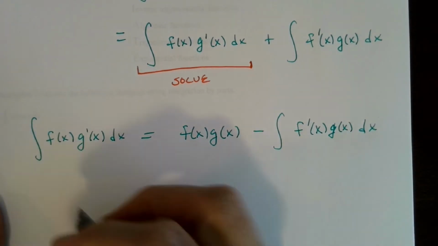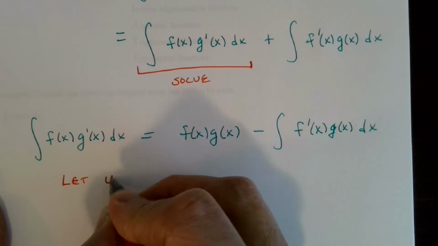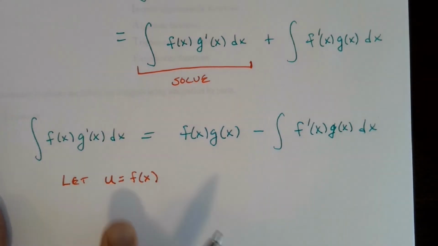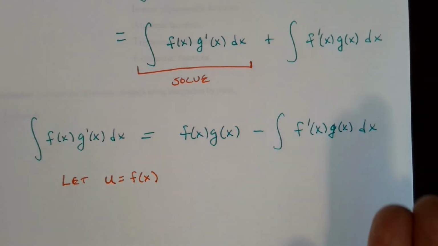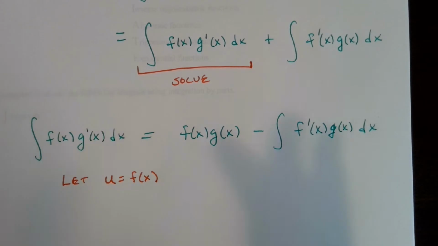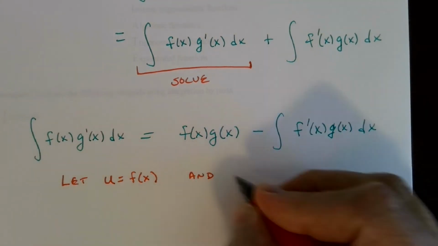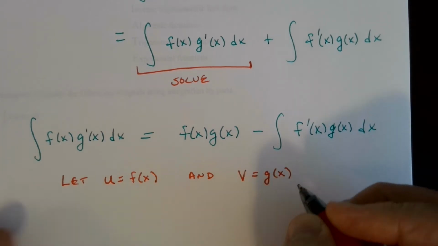Now let me do a little substitution here. I'm going to let u be the function f of x. This is not the substitution method, although we are essentially doing a substitution here. So we've got a u here. I'm also going to have v be the other function, g of x.